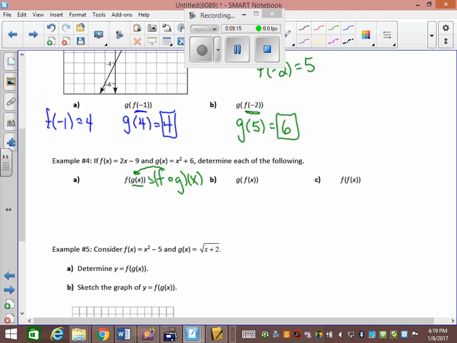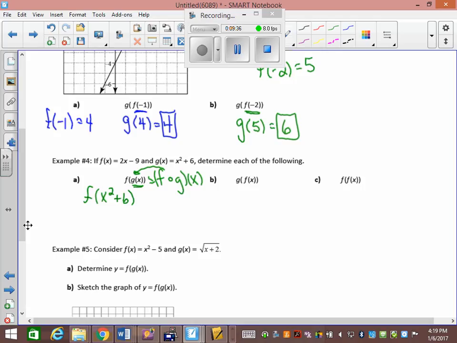So instead of replacing g of 1 with a value like 4, 7, 8, we don't have a value for x. So we have to actually replace g of x with whatever g of x is. So when I replace g of x, I'm going to get f. That's going to stay the same. The bracket's going to stay the same. g of x now is going to be replaced with x squared plus 6, which is what g of x is. And then close the bracket.